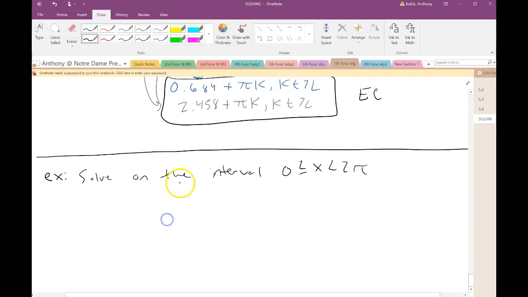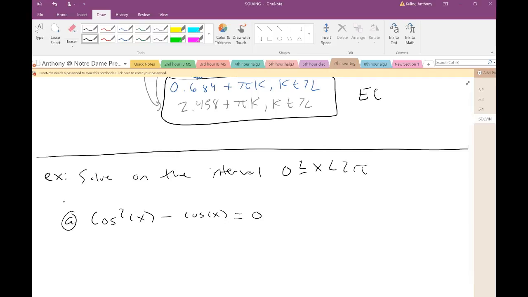Let's do this. Let's say we have cosine squared x minus cosine x equals 0. Let's do that as my first one. That other one had too many things going on that I didn't want to deal with right away on our very first problem.